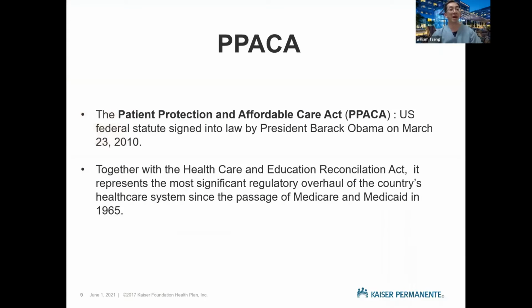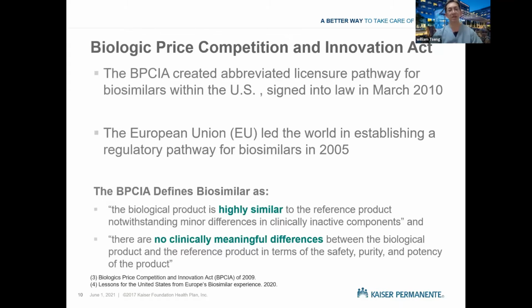And with PPACA, it was signed into law on March 23rd, 2010. Together with the Health Care and Education Reconciliation Act, it is one of the biggest overhauls of healthcare, Medicare and Medicaid. And we always talked about whether it was really a healthcare transformation or a health finance transformation. It did both, but mostly health finance. And part of that is, how do we control the cost? How do we make sure that we place into some law or some act something to make sure we're looking at the cost as well?